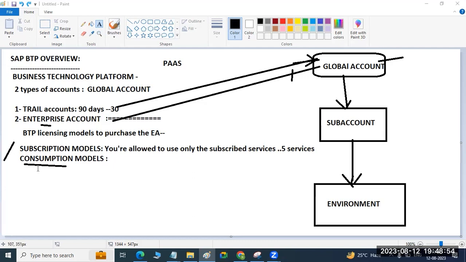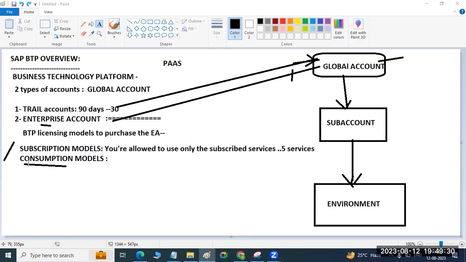Every customer nowadays in the enterprise account is going to the consumption based model. Why? Because BTP is giving some discount to the customers when they take the consumption based model, some credits. And whatever amount you put in the subscription based model, in the consumption based model you will get some discount also, so all customers are using the consumption based model only.